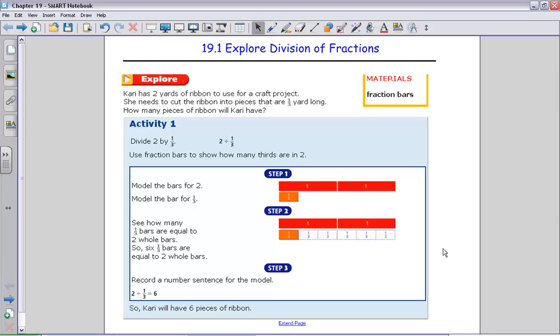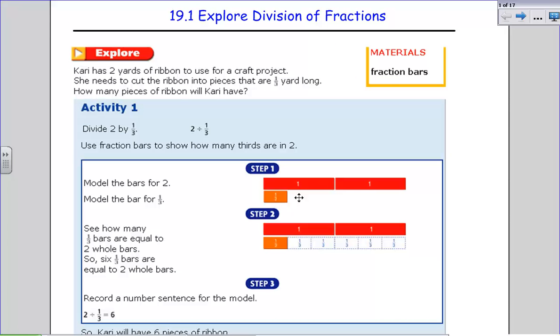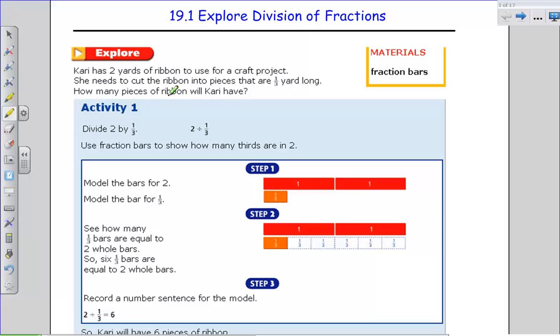I want to start out with a story problem to help us visually understand what's going on. In my problem here, we are talking about Carrie. Carrie has 2 yards of ribbon to use for a craft project. Carrie needs to cut the ribbon into pieces that are 1/3 of a yard long. How many pieces of ribbon will Carrie have?